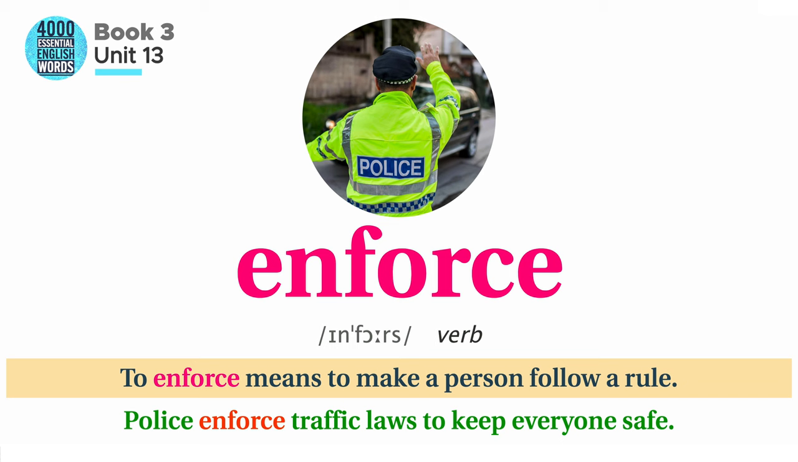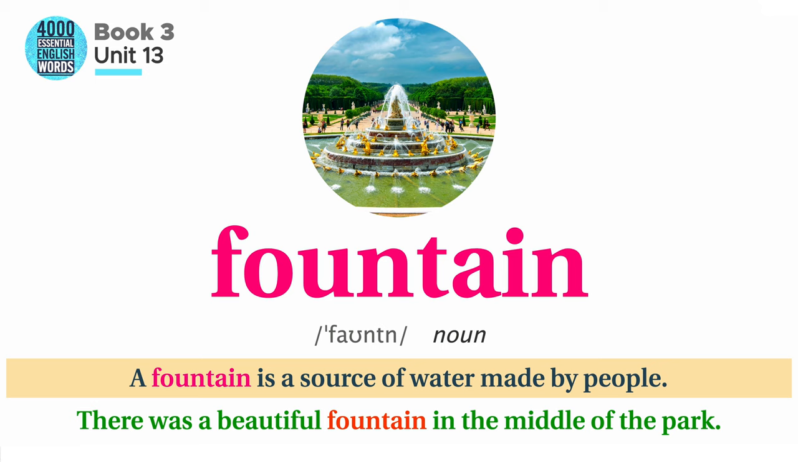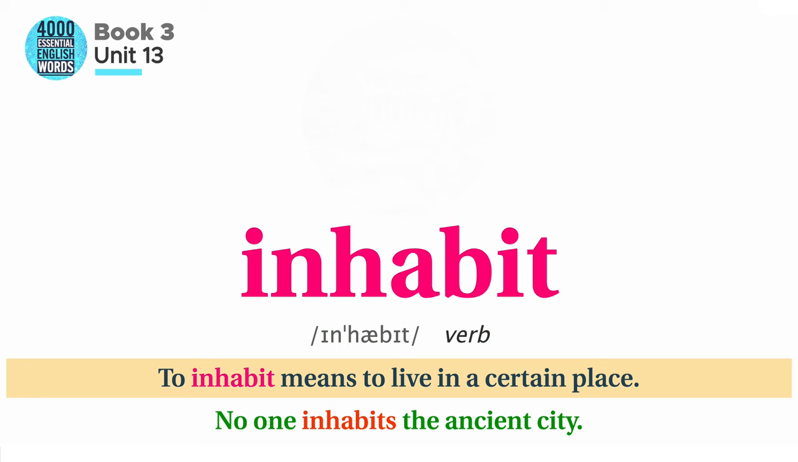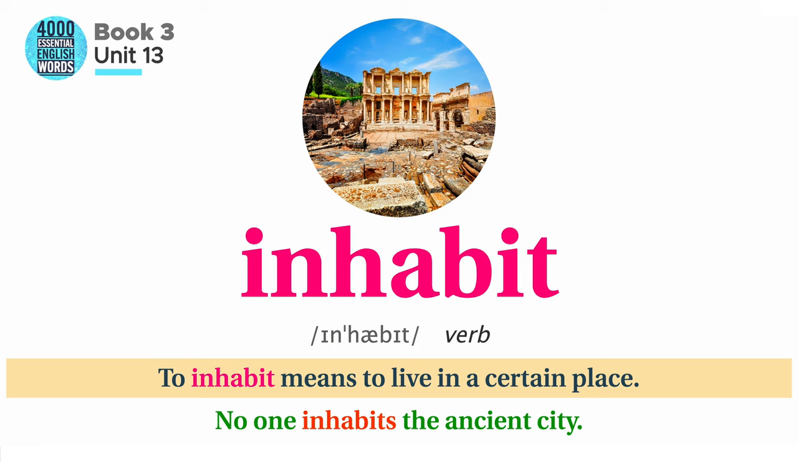Fountain. A fountain is a source of water made by people. There was a beautiful fountain in the middle of the park. Harbor. A harbor is an area of water along a shore where boats land. There were a few small boats in the harbor. Inhabit. To inhabit means to live in a certain place. No one inhabits the ancient city.